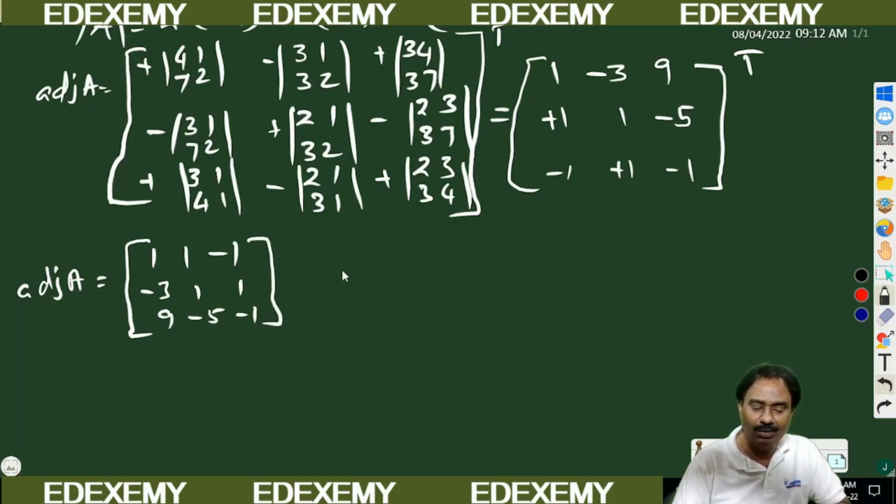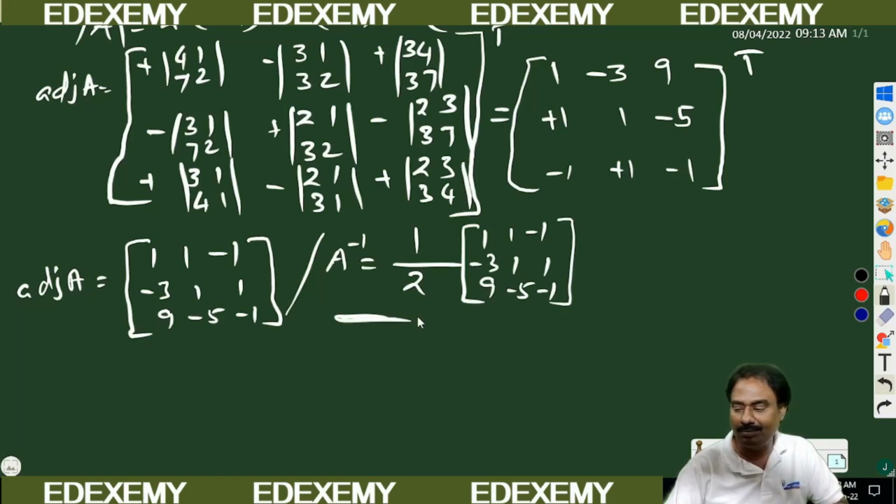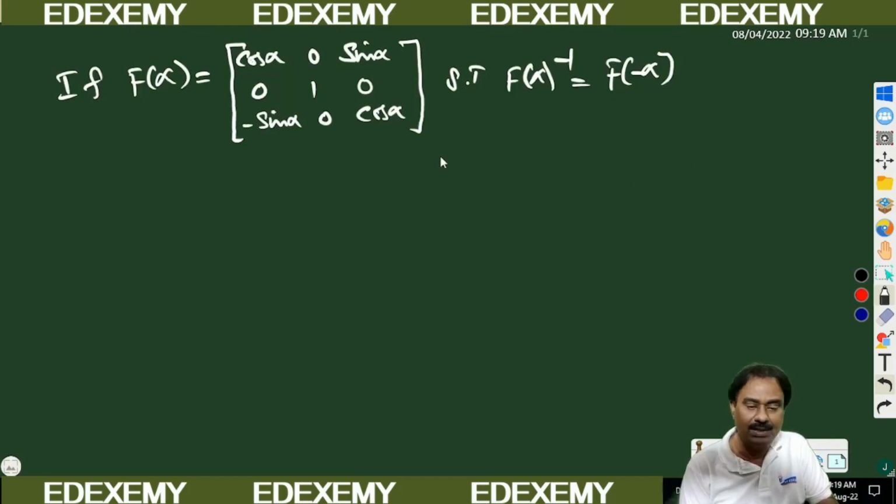Now, we will finally calculate A inverse. What is A inverse? A inverse is equal to 1 by determinant value, we have already calculated, it is 2, put 2 here, and the adjoint of A, 1, 1, minus 1, minus 3, 1, 9, minus 5, minus 1. Therefore, this is A inverse, proved. Okay. Now, we will pass on to find another problem.